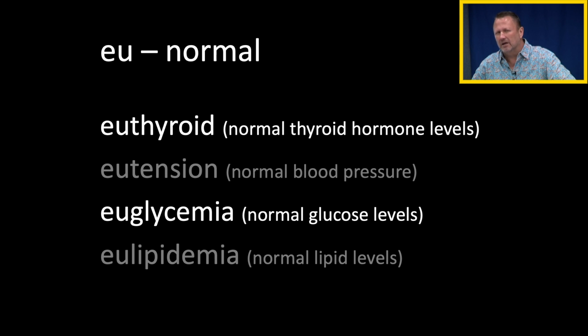So the point here is that just because we have a prefix and a suffix, just because we have a beginning and an end, doesn't mean we get to stick them together and use them in clinical terms. And that's why these are in gray. I've never seen eutension used or eulipidemia. If you use those words, be sure and let me know.